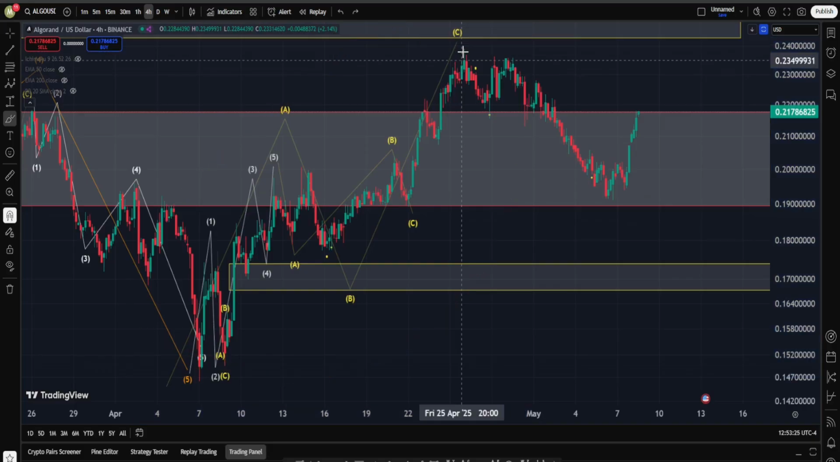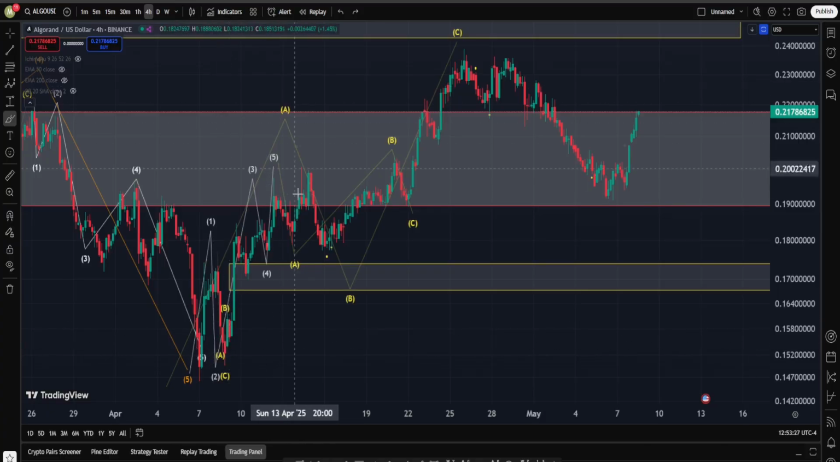And we are going to say, you know what, maybe this is just an ABC zigzag, meaning the final low is not in yet, and we can count on a continuation of this short-term downtrend in order to take the lowest low about 14.5 cents for the first target. And who knows, maybe after it we're going to go quite a bit lower.